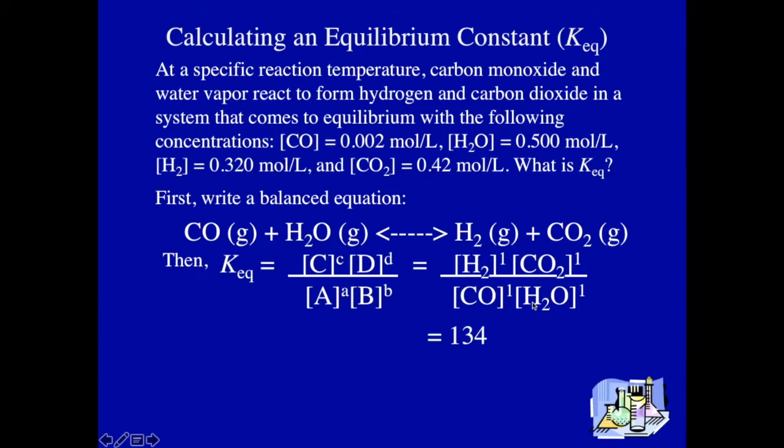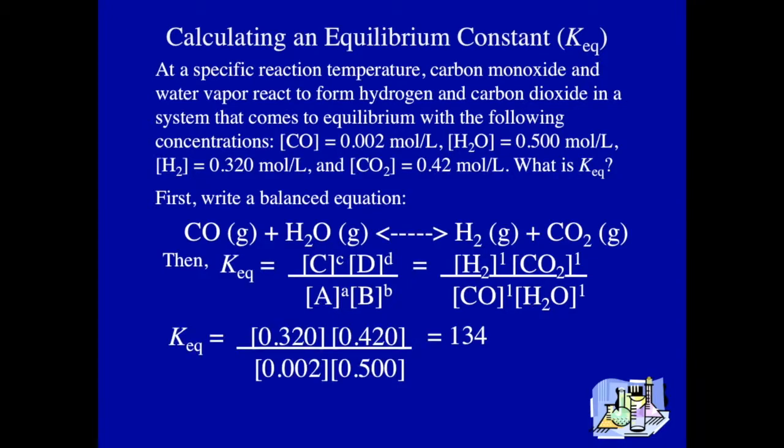I reversed the animation there, but I end up getting a number, 134, which means my products, because they occur in higher concentrations, my products are favored in this reaction. Reactants, this one has a fairly high concentration, but that one has a ridiculously low concentration.